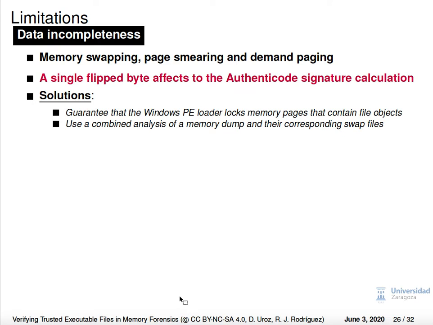Well, regarding the limitations, we have data incompleteness, because the way the Windows memory system works may affect the computation of the Authenticode signature. Remember that the Authenticode signature computes a hash, and in this case, just a single flipped bit will totally change the hash. So we have memory swapping, page smearing, and demand paging. Solutions here may be to guarantee that Windows logs the memory pages that contain file objects, or to use a combined analysis of a memory dump and the corresponding swap files.